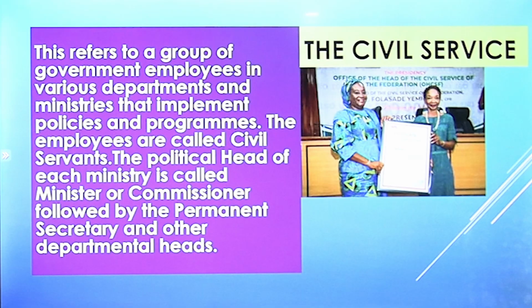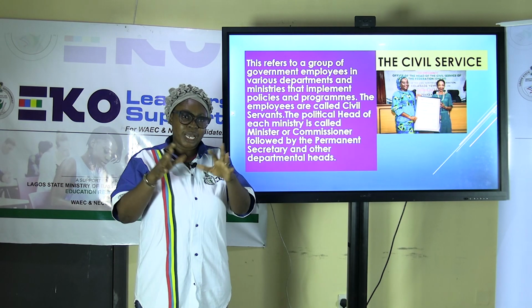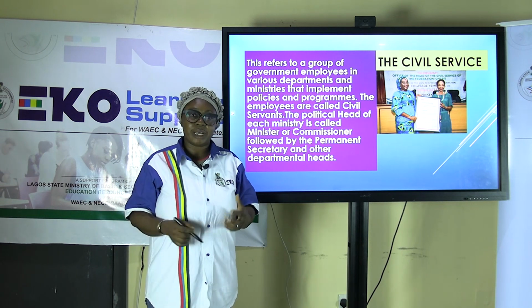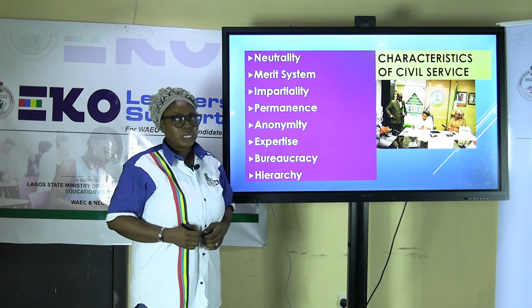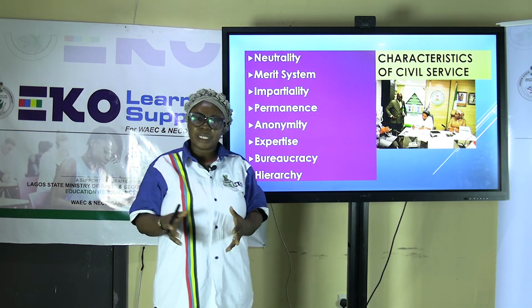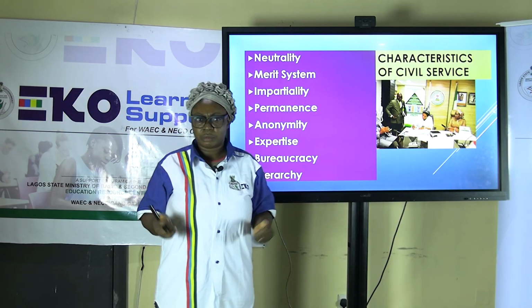For example, when we talk about the political head of each ministry, at the federal level we know them as ministers, and at the state level they are known as commissioners. This is followed by the permanent secretary and other departmental heads. So these are the set of people that are there to carry out the activities of government daily at their different levels.